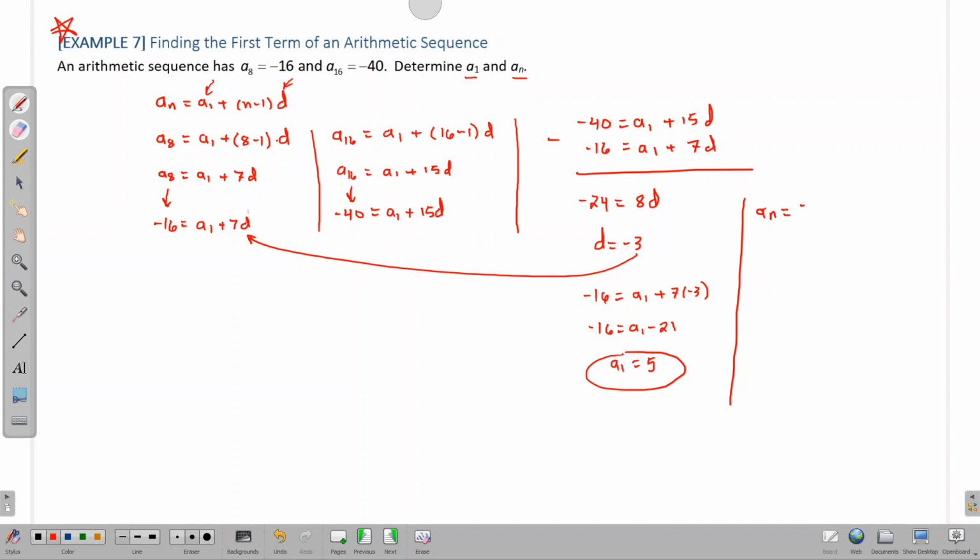So A sub n is 5 plus n minus 1 multiplied by the common difference, which I'm going to put in parentheses so it doesn't make it look like it's a subtraction there. This is our explicit formula. Let's just clean it up. Distribute through these parentheses here, so you have negative 3n plus 3 plus 5 equals negative 3n plus 8. And again, it's a good idea to test these out. Plug 8 into this, make sure you get negative 16. Plug 16 into the n and make sure you get negative 40, which you will for this problem.